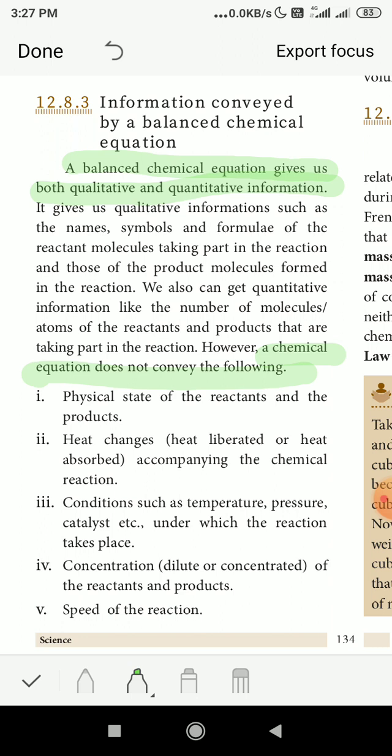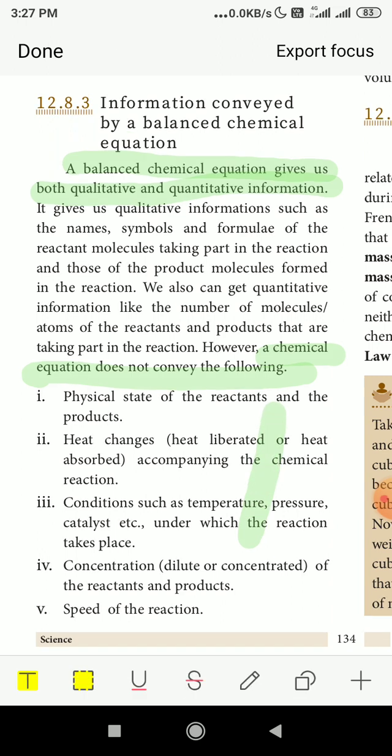The concentration, dilute or concentrated, of the reactants and products will not be mentioned. The speed of the reaction will also not be conveyed. So these are the things which are not conveyed in a chemical equation.